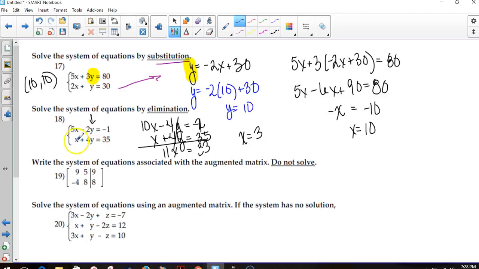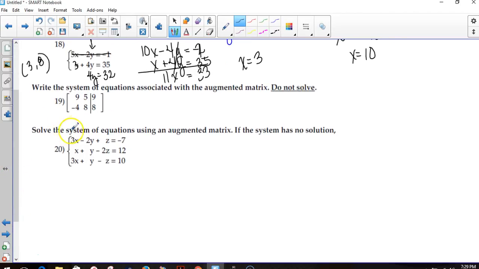If x is 3, I can plug that into any of the equations that I found, even the new one, and solve for y. I'm going to go ahead and use this one right here, so that I get 4y is equal to 32, and so y is an 8. And so 3, 8 is where they intersect.